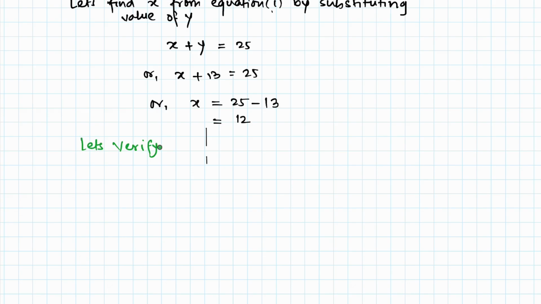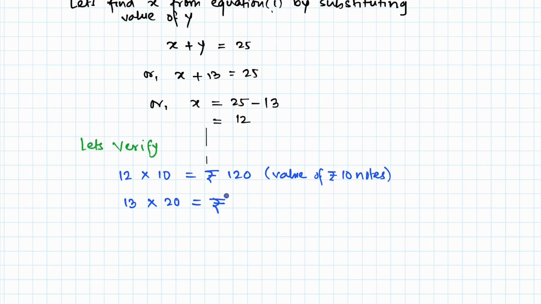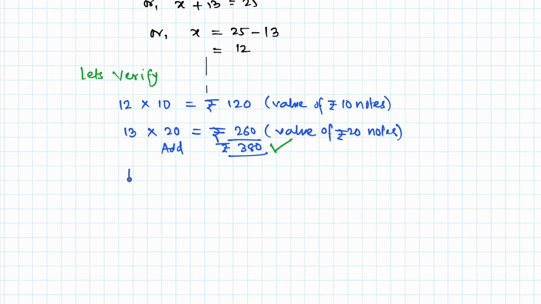Now let's verify it. This is the final step. So we have 12 into 10, 12 number of 10 rupees notes, which will give us rupees 120. This is the value of the 10 rupees notes. Now there are 13 number of 20 rupees notes, which gives us 13 into 20, that is 260. This is the value of the 20 rupees notes. So now add together, it will give us rupees 380, and this 380 is there in the statement, total value of rupees 380. So this is verified. Total notes 12 plus 13 is 25. This is also there in the statement. So that means we have verified that our answer is correct.